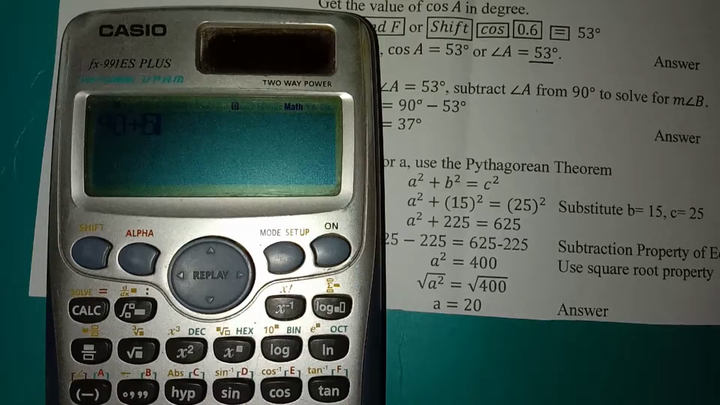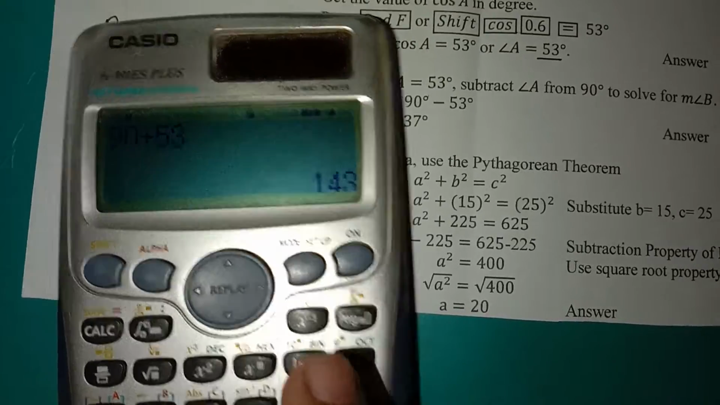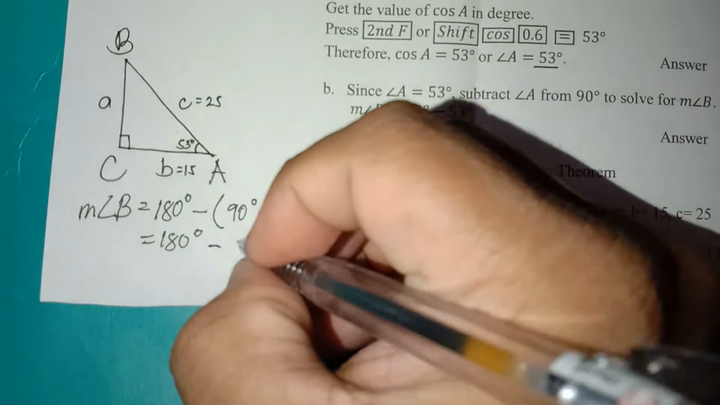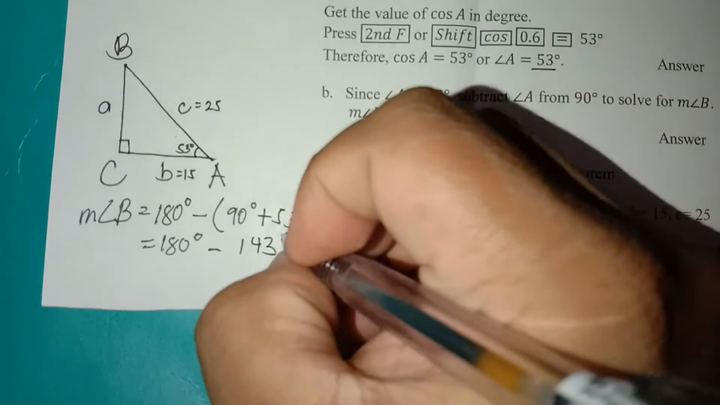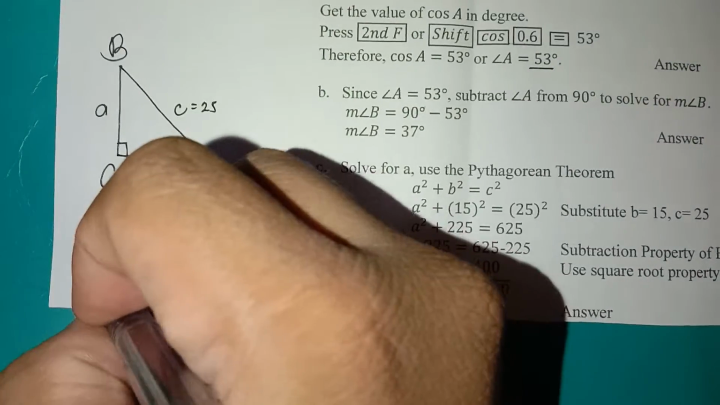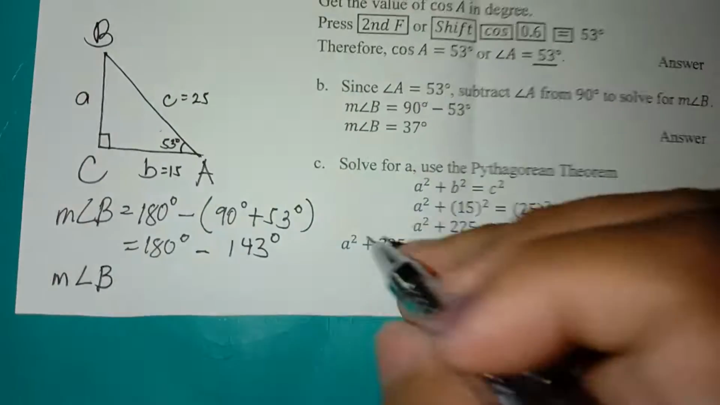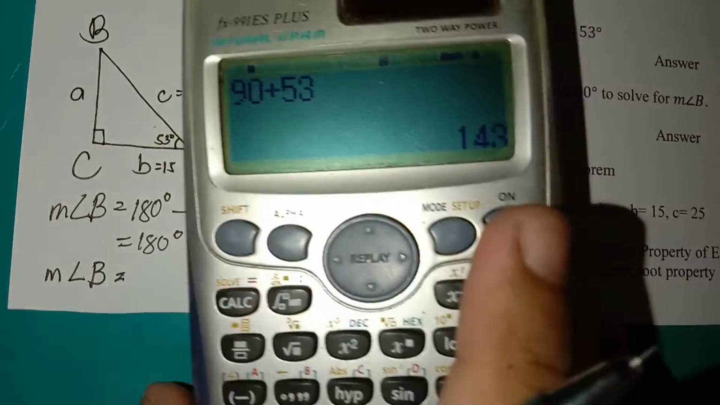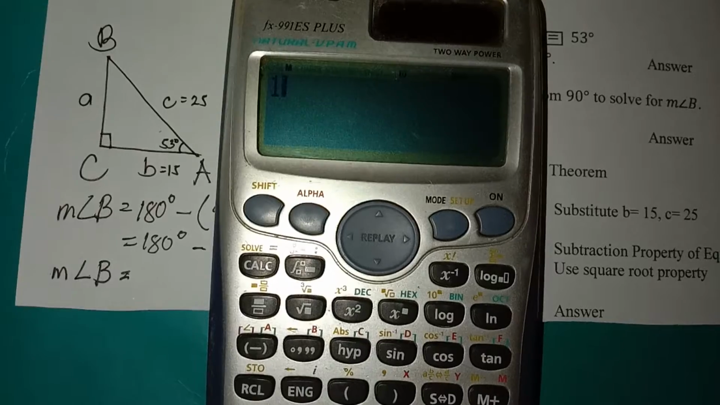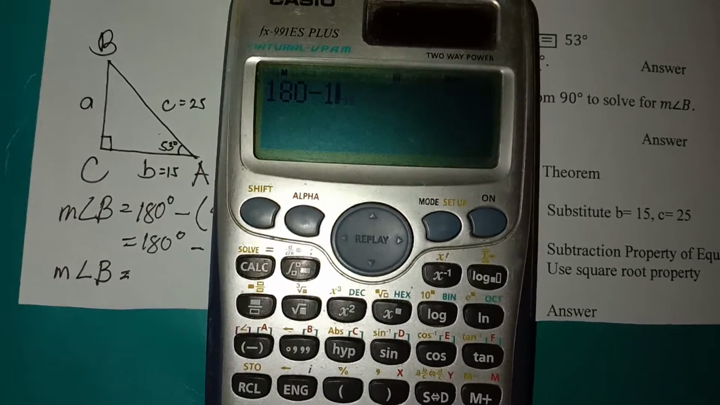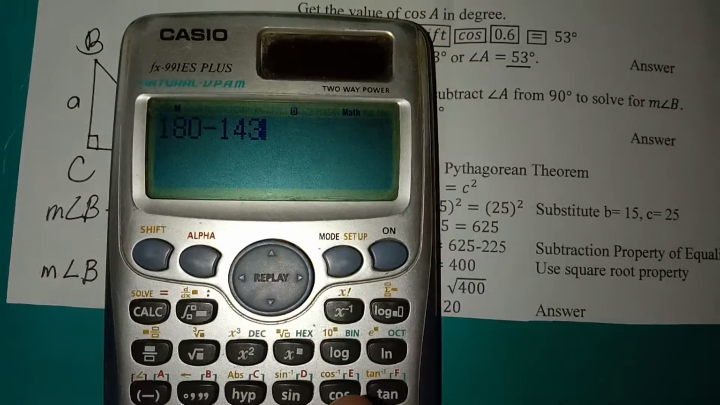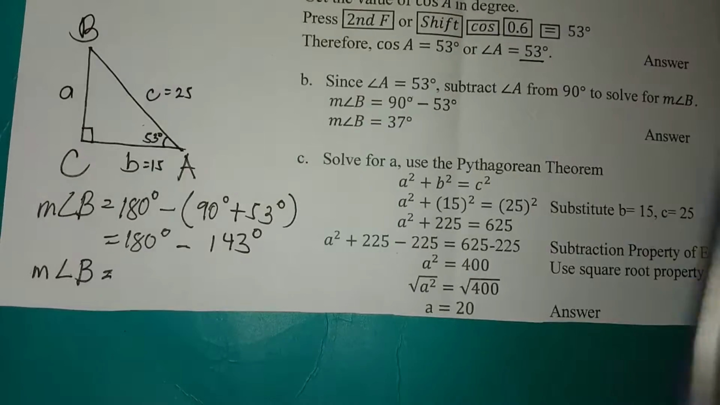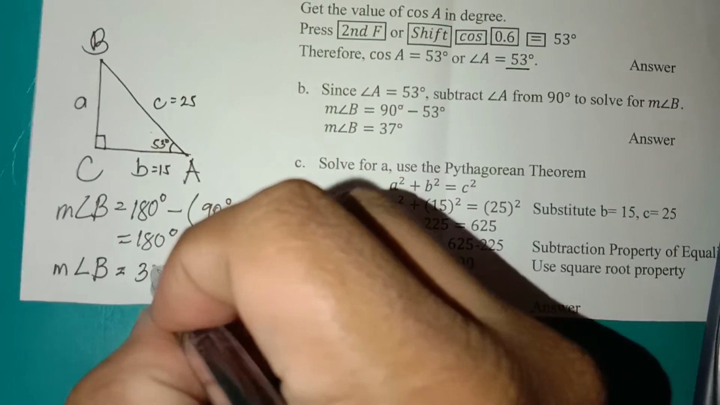90 plus 53, that is 143. So minus 143 degrees, measurement of angle B, then equals, so 180 minus 143, so that's still 37 degrees.